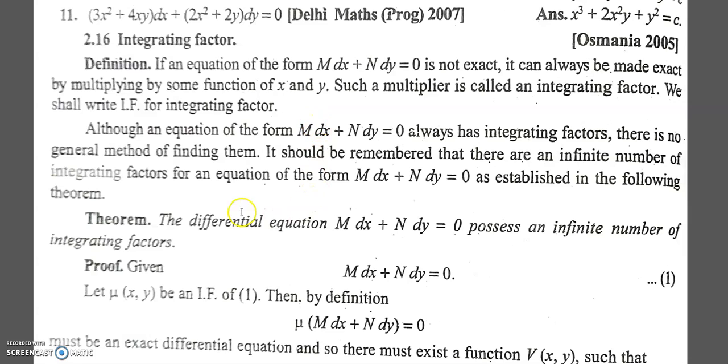There is a theorem which says that the differential equation M dx plus N dy equal to 0 possesses an infinite number of integrating factors. Although the equation M dx plus N dy always has an integrating factor, there is no general method of finding them. But here we have some rules by which we can get one particular integrating factor, but it should be remembered that there are infinite number of integrating factors for an equation of the form M dx plus N dy.